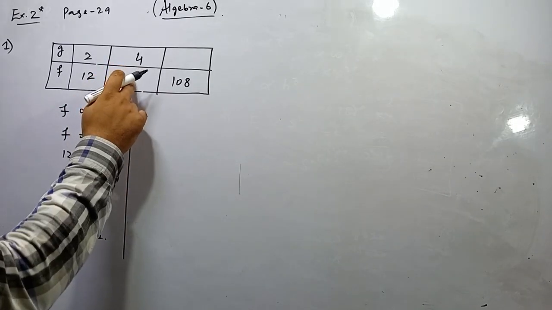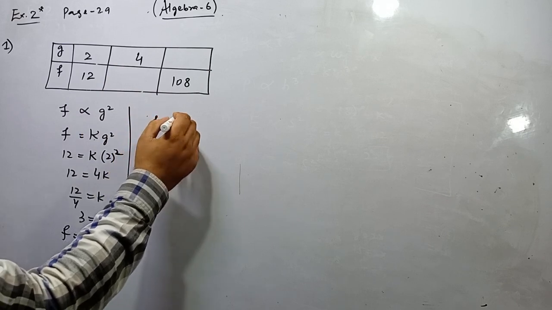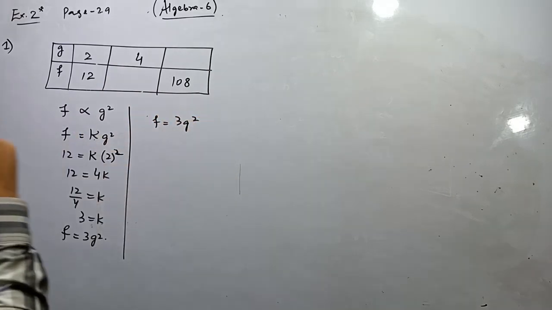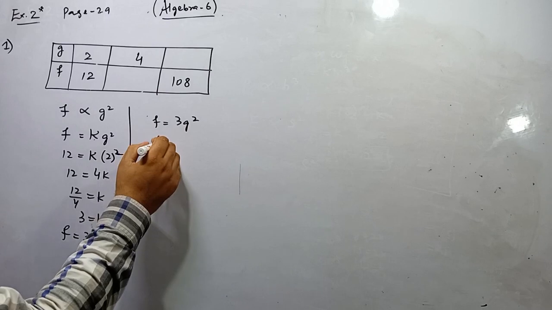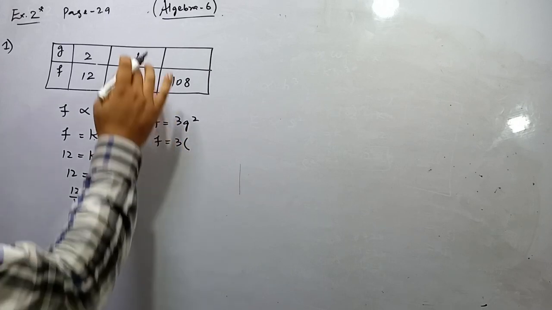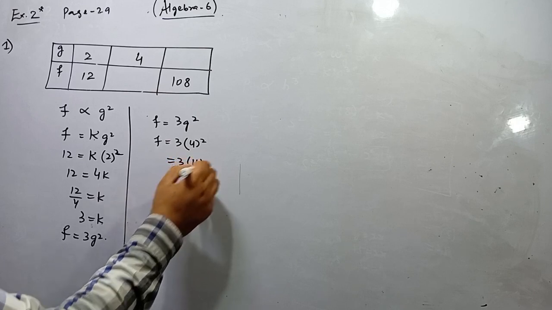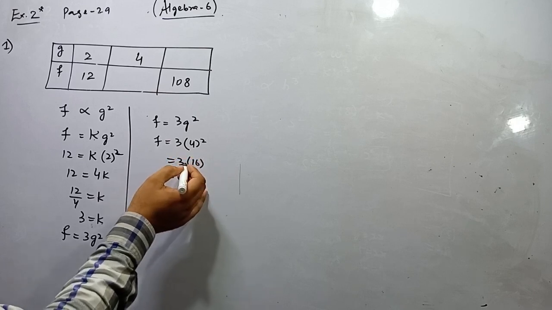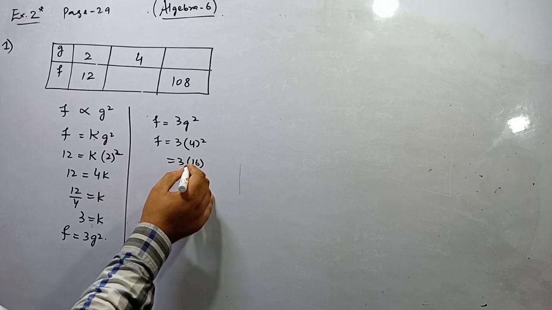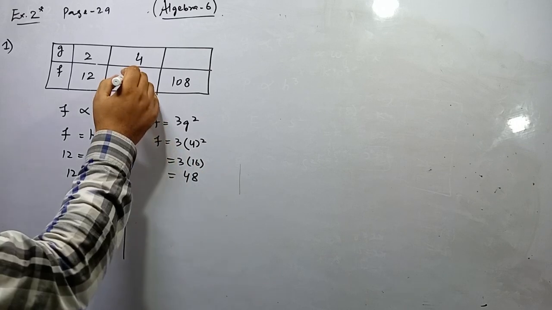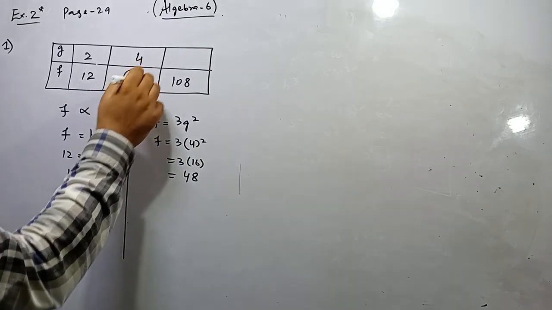Now I need to find here the F. I will write F is equal to 3G square. F is equal to 3 and G is 4. It's 4 square. 3 into 16, 6 3s are 18, it's 48. So here I got 48 value.